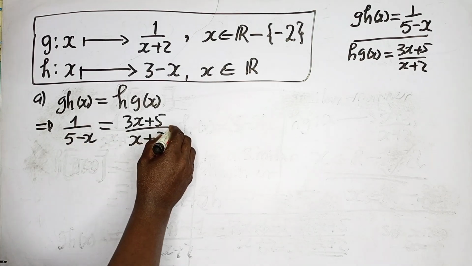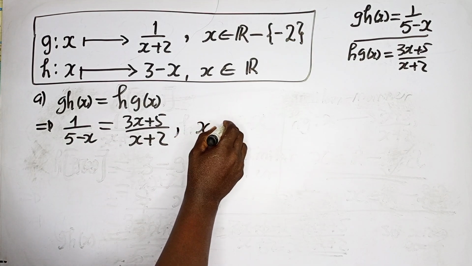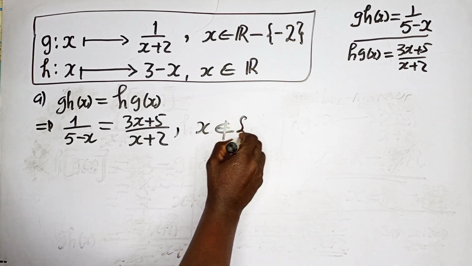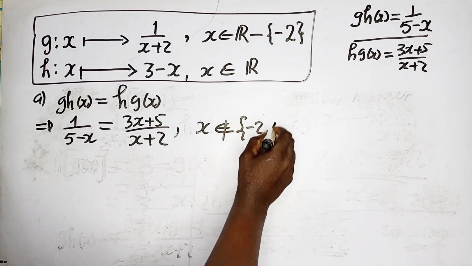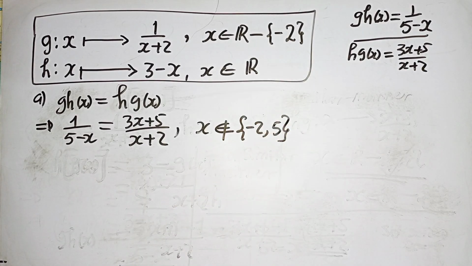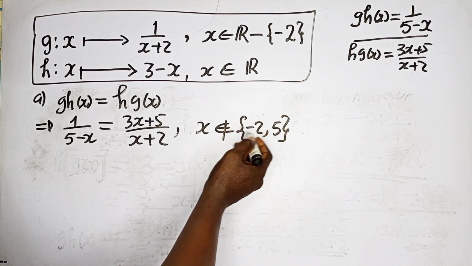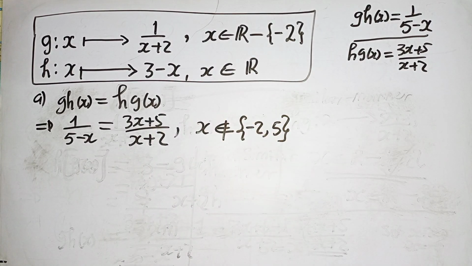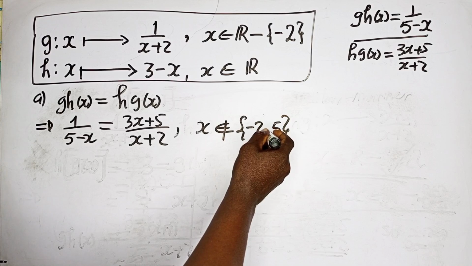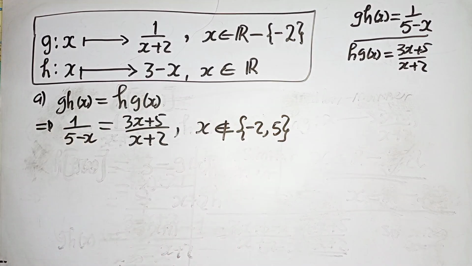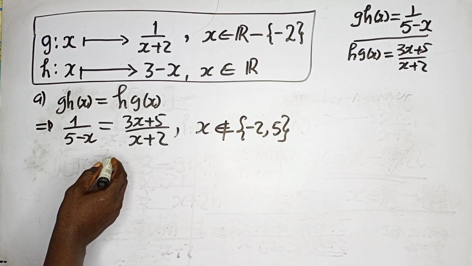So we know that x can never be a member of negative 2 or 5. From the definition that we had earlier, x should never be negative 2 and x should never be 5. So whatever solution we get here, these two values cannot be valid as a solution to this rational equation. From there, we can carry out what we call cross multiplication.